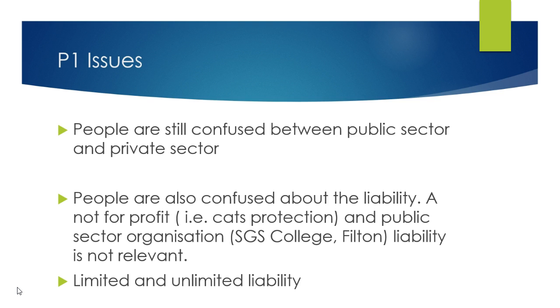People are also confused about liability. For a not-for-profit, i.e. Cats Protection, and a public sector organisation, the liability is simply not relevant. Also with liability, the whole concept of limited and unlimited liability is a problem for some people. Limited liability basically means what you put in, you get out, i.e. buying and selling shares or buying and selling ownership. Unlimited liability is basically where you borrow against your assets, so you borrow against your house or your car or what's owned, and that's an issue.